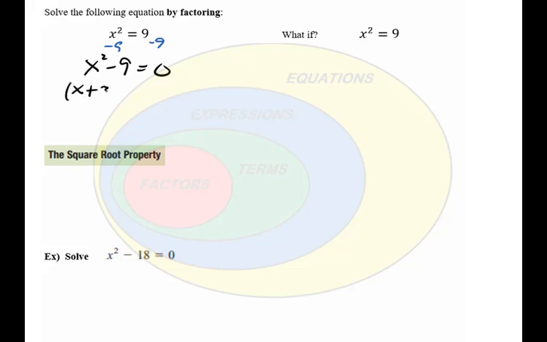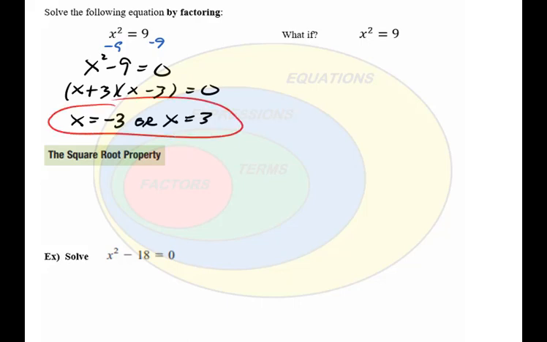And then factoring, well, this is a difference of squares, so this factors to x plus 3 times x minus 3 equals 0. And if we take each factor equal to 0, we notice we're getting two answers: x equals -3, or x equals +3. So we get our two answers. And if you plug them in, -3 quantity squared is +9, and 3 squared is +9. So we're looking for all solutions.